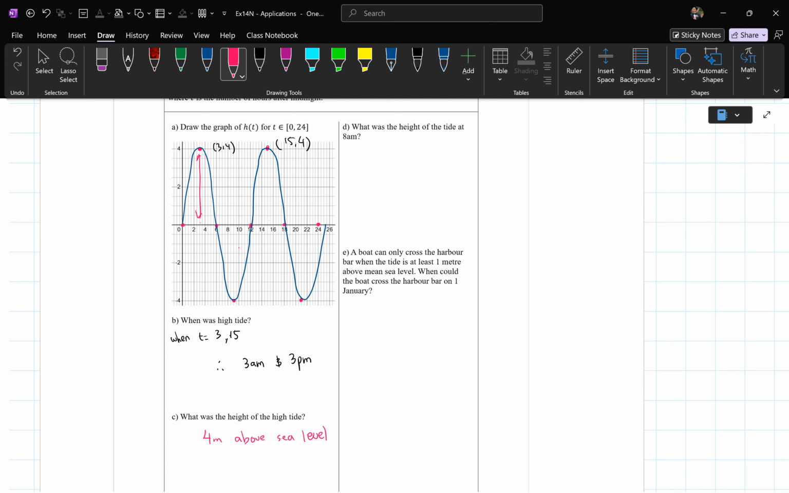What was the height of the tide at 8 a.m.? How do you work that one out? Yeah, sub it in. This is asking when t equals 8. Find h of 8. Since you've got a CAS, you don't have to do it by hand. You're ready to find it, just sub it in. H of 8.